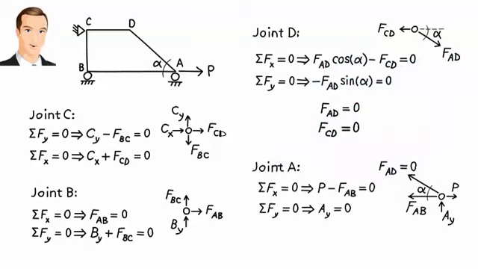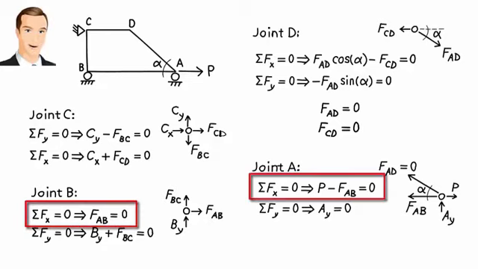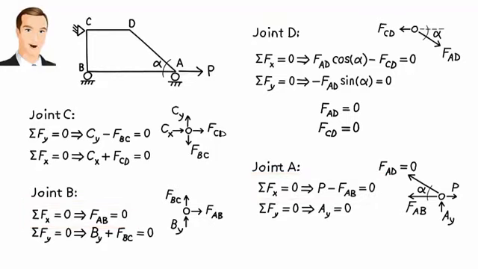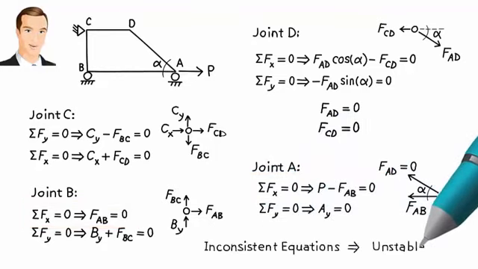Are the equations consistent? We can definitely answer the question by going through the process of solving the equations for the unknowns, say, using the Gaussian elimination method. But in this case, we don't have to. When I visually scan the equations, I notice a problem. The equation says FAB equals 0. But this one says FAB equals P. And since P is not 0, then we have contradictory equations. This implies the truss is unstable.